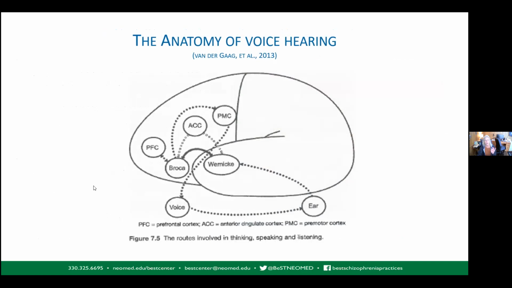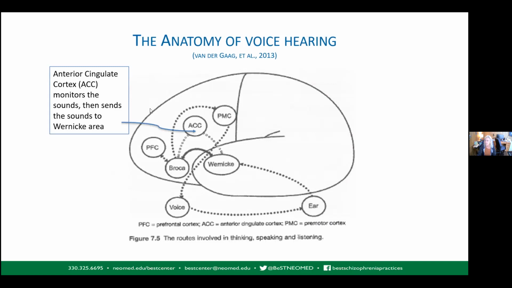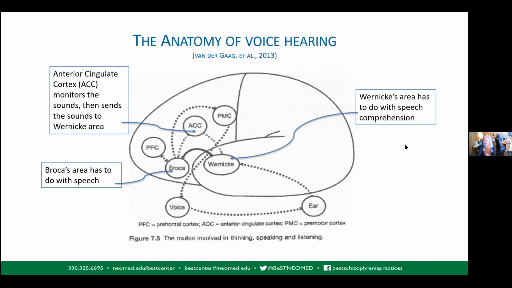I'm going to give you a real quick lecture, I guess, on brain anatomy to help you understand a little bit where voices come from. So here we have some interesting things in the brain, little nuggets of things. And here we have what's called the ACC, the anterior cingulate cortex. This little bugger in here monitors what happens in terms of sound coming into the brain. Broca's area is the place having to do with speech, and Wernicke's area has to do with speech comprehension.